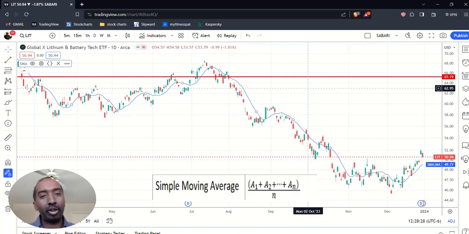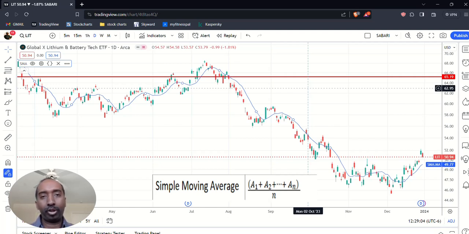What is the formula for simple moving average calculation? You can see right here the formula for simple moving average. It is day 1 close price plus day 2 close price plus day 3 close price, and so on and so forth till day 10 close price. We are calculating the 10-day simple moving average, divided by 10. It will give the moving average for the 10-day period.